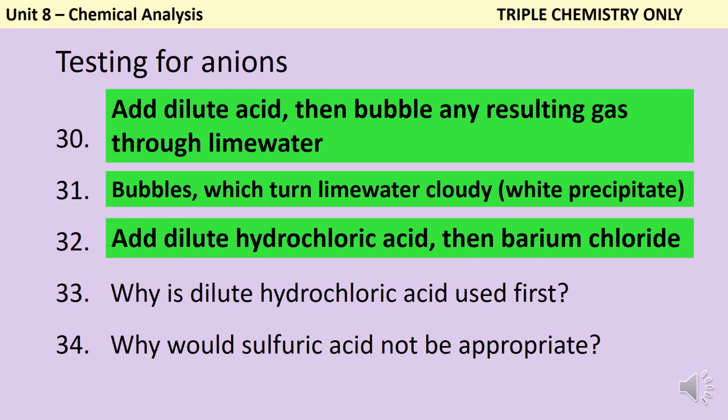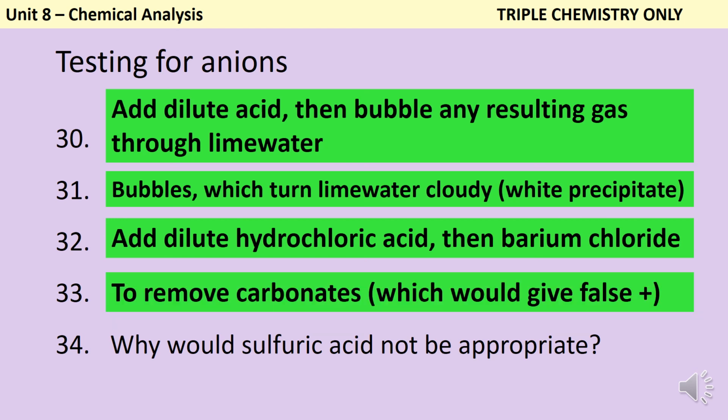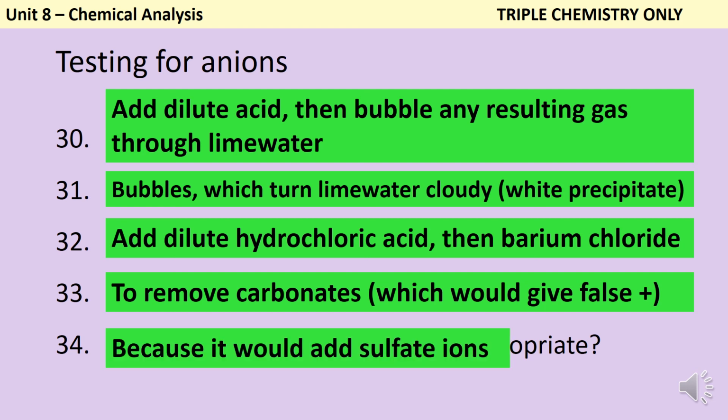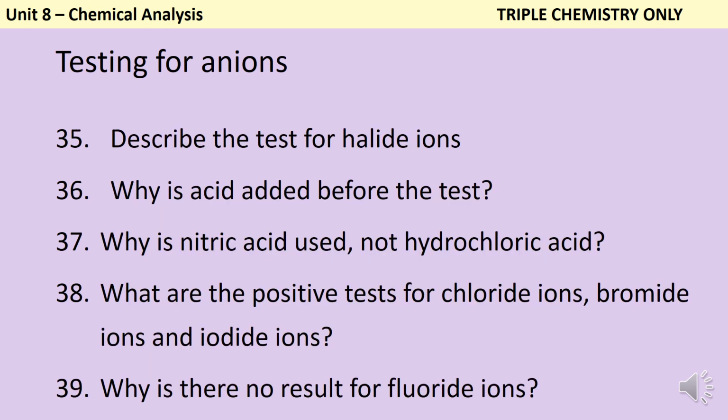To test for sulfate ions, I add barium chloride, and I usually add dilute hydrochloric acid first, and the reason for this is to remove any carbonate ions, which would give me a false positive. If I react carbonate with barium chloride, I still get a white precipitate, which is the positive test for a sulfate, so I add the acid first to get rid of that. Adding sulfuric acid would be very silly because sulfuric acid contains sulfate ions, so I'd be testing for something to see if it has sulfate ions in it, but I would have just added sulfate ions to it.